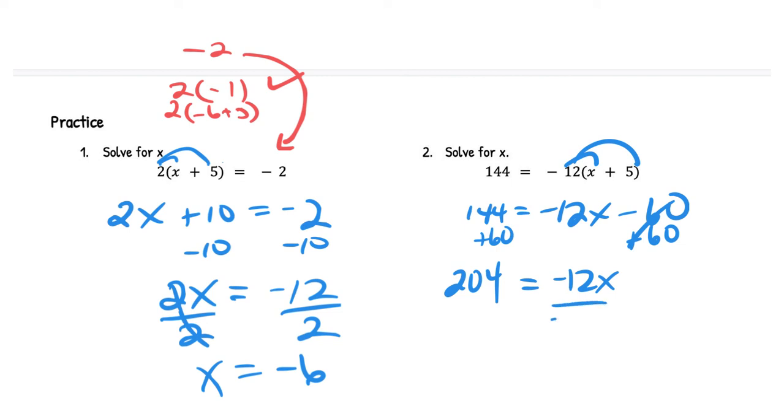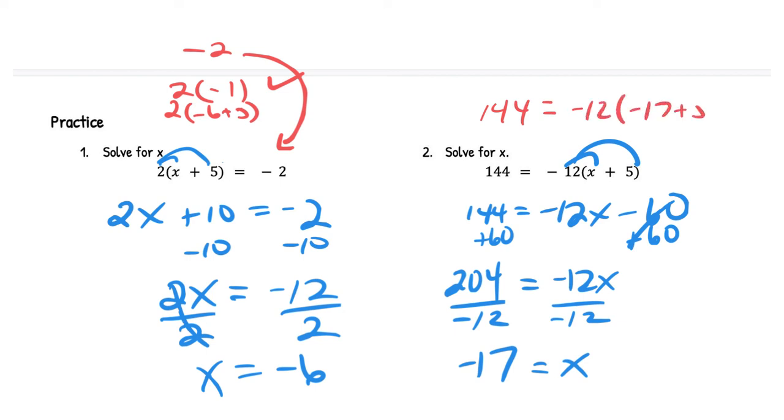So next we'll divide by negative 12. And maybe we have to go get our calculator, but 204 divided by negative 12 is negative 17. And again, we can check our work. 144 equals negative 12 times negative 17 plus 5, which is negative 12. And negative 12 times negative 12 will be 144. So we did that correctly.